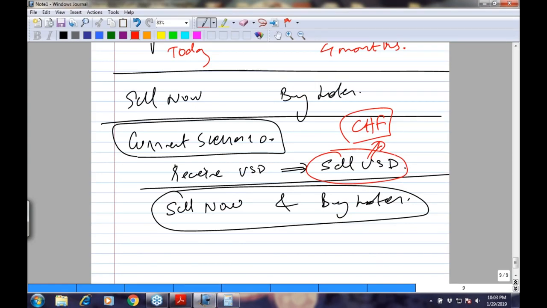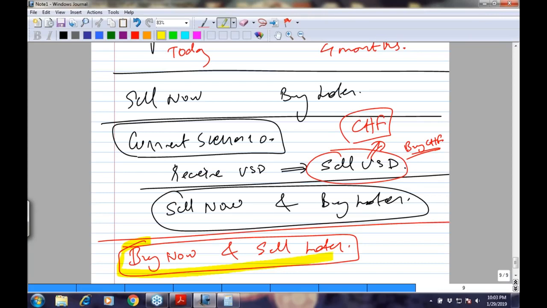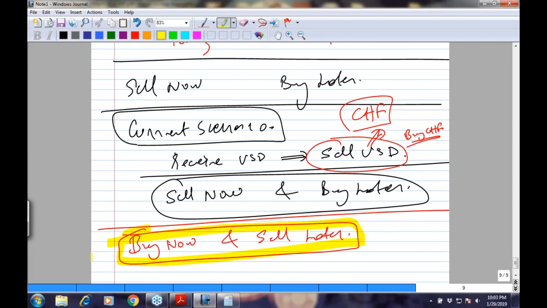If we don't have the USD contract, let's put the requirement this way. If you are going to sell USD, then you are going to buy CHF. That means your hedge strategy is going to be to buy CHF, that is, enter into a contract to buy CHF and sell later. So that is what you will do. You'll enter into a contract, buy now, sell later. This is what your hedge strategy is going to be.